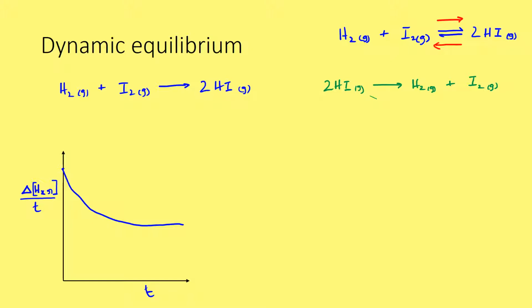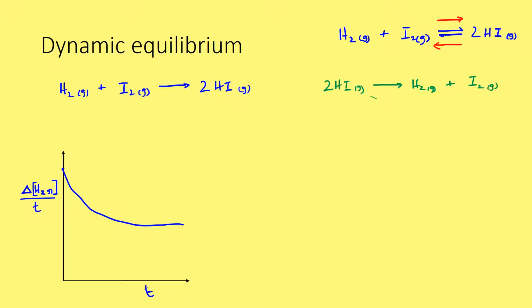So as we said before, we've started with zero hydrogen iodide, and so the decomposition of hydrogen iodide to hydrogen and iodine is, by definition, zero. But as the forward reaction has produced hydrogen iodide, we've got some to decompose, and so the more that's being produced, the more that can decompose, and so the reaction rate can increase up to a limit.